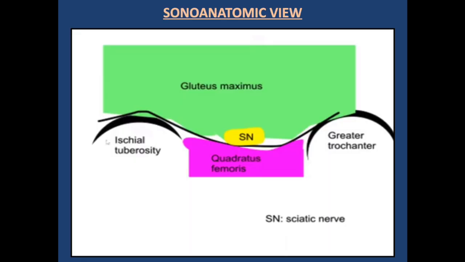Again, this is an anatomic view of the sciatic nerve. Two bony landmarks are easily visible: ischial tuberosity and greater trochanter. The sciatic nerve is depicted in yellow color. The quadratus femoris muscle and gluteus maximus muscle are visible.